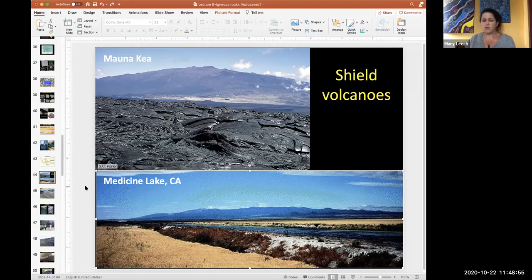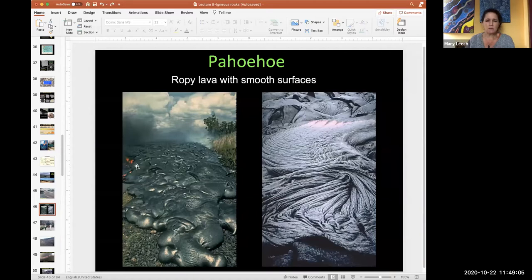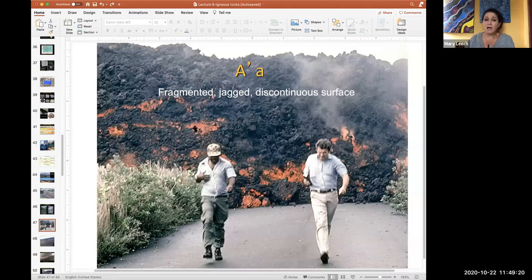Basaltic lava flows look like this. They look like rivers of molten basalt. And oftentimes when they're runny like this, when the lowest viscosity basalts look ropey, it's called pahoehoe. It's a Hawaiian word that means this ropey lava. It's different than an a'a flow, which is slightly more viscous basalt, and the escaping gases give it a jagged appearance instead of being smooth. So this is a fragmented, jagged, discontinuous surface.